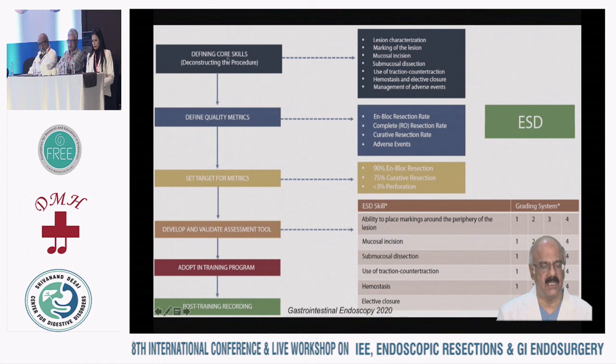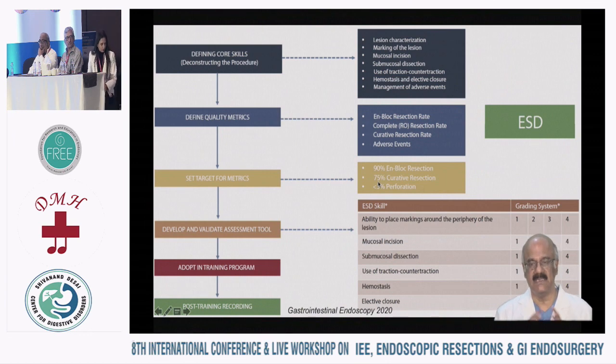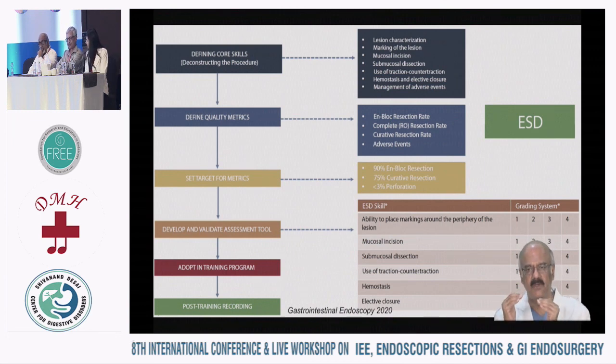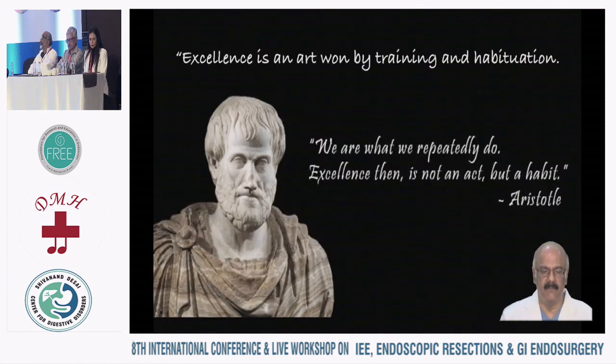That is, you deconstruct each procedure, for example, ESD, into different things, and set targets for this. For example, the core skills are defined by characterization of the lesion and so on. Quality metrics are defined upon R0 resection, and you set targets at 90% en bloc resection, 75% curative resection, less than 3% perforation before you declare somebody as competent. And of course, you validate some tools which can be very easily validated. I think this is a very important guide for us, how to train people in advanced endoscopy, how to deconstruct, give importance to each area, and how this can be validated.